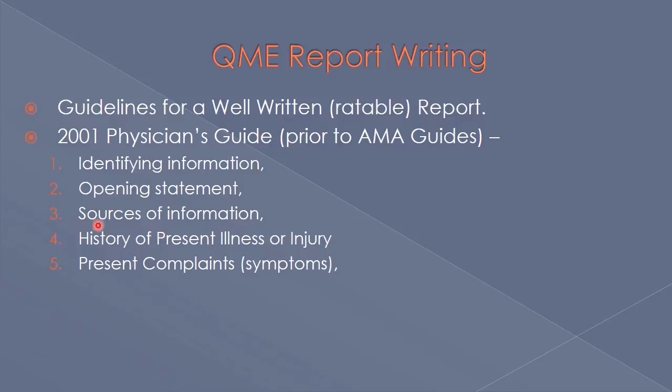We refer to this now as our review of records, and I'll show you how we handle the review of records and how we list our sources of information. They required that we have a section in our report describing the history of the present illness or injury. They required that we list and describe the present complaints and/or present symptoms.